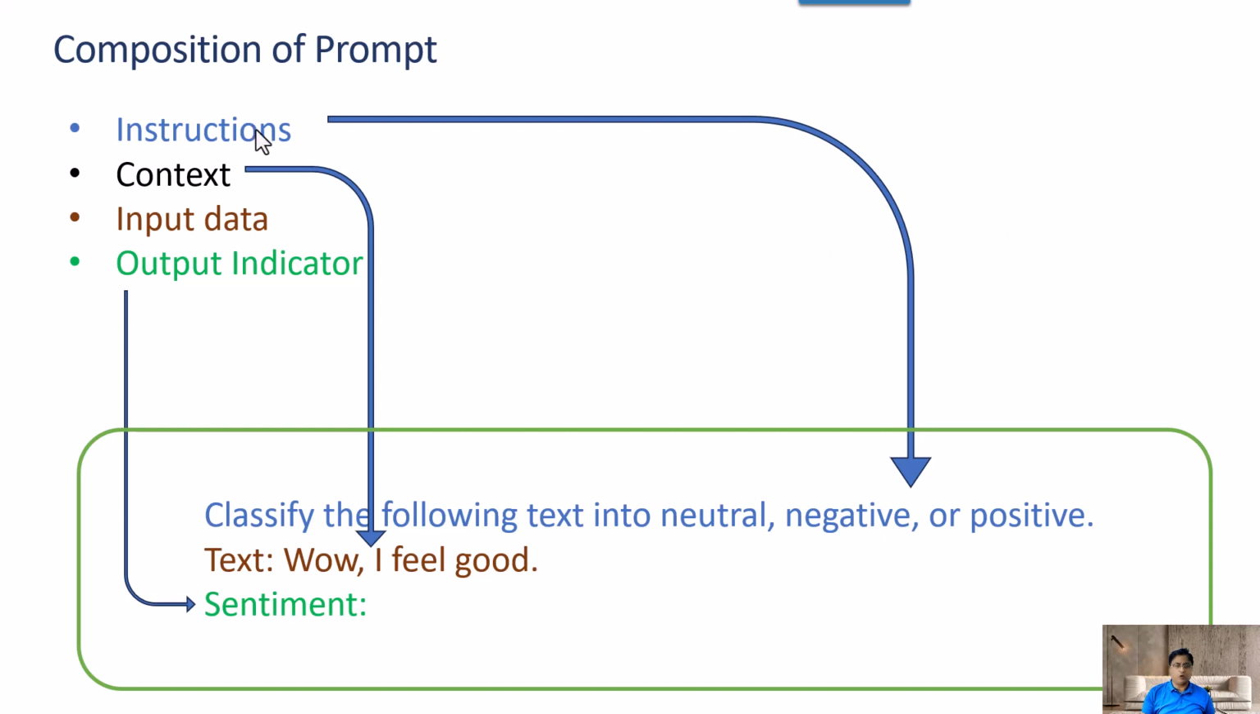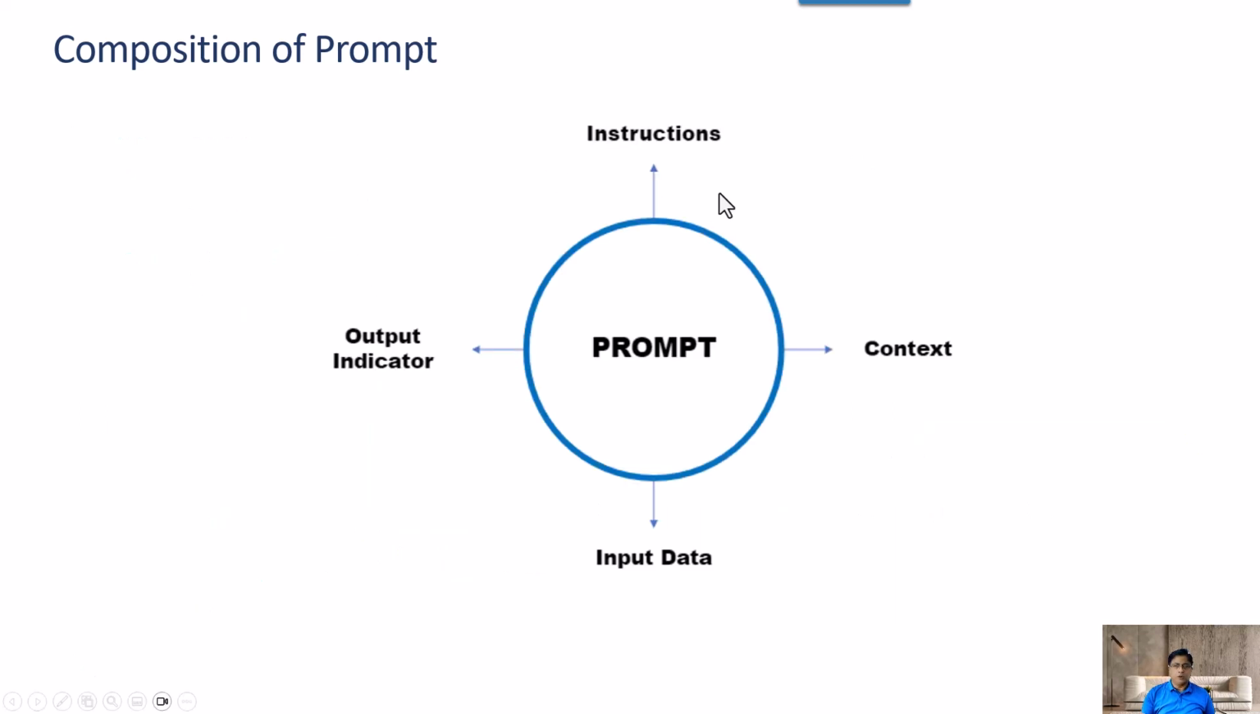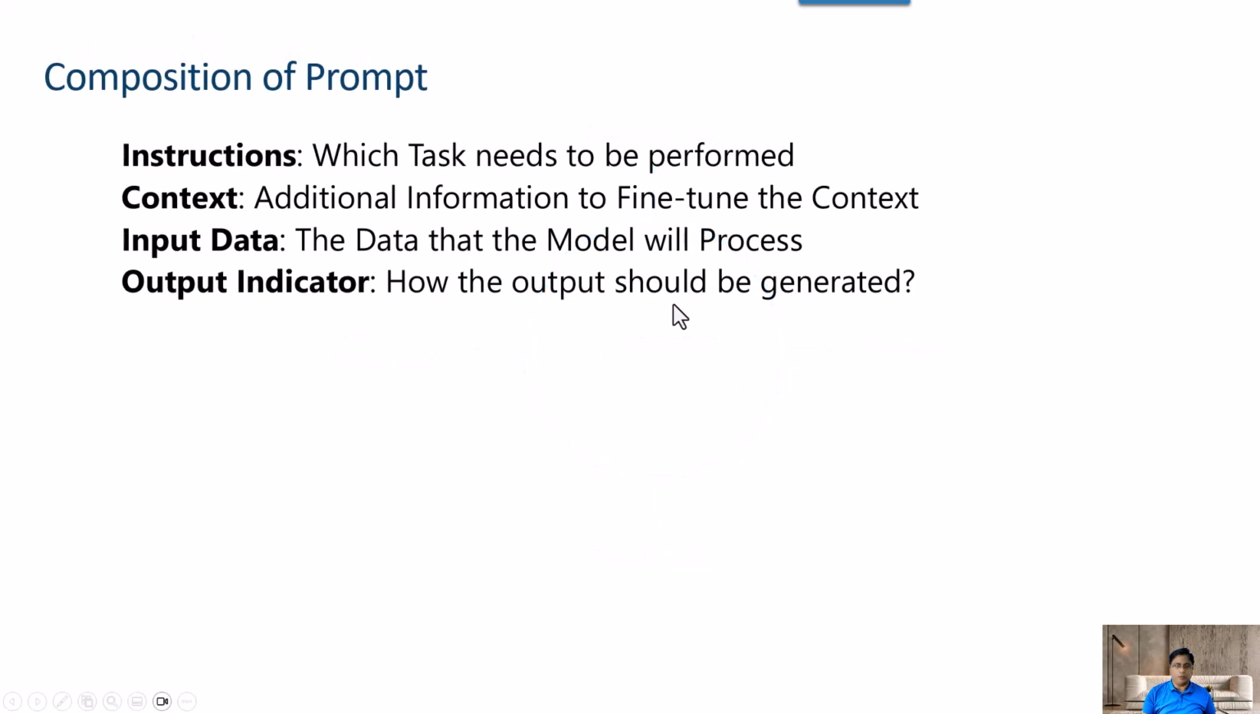Prompt consists of 4 different parts: instructions, context, input data and output indicator. So let's understand each of these. Whenever a prompt is created, these 4 elements have to be there. Without that you cannot complete the prompt.